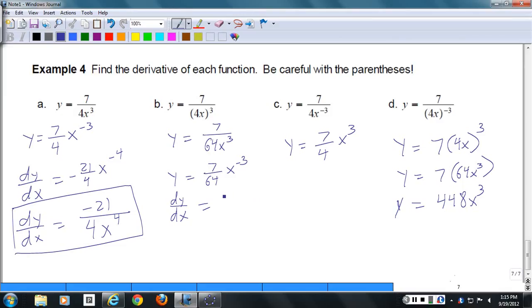So final answer to that part, dy dx equals 21, very similar here, 21/64 x to the negative 4. So dy dx equals, whoops, I left off the negative, didn't I? So sorry. Negative 21/64 x to the negative 4. So negative 21 over 64 x to the 4th.